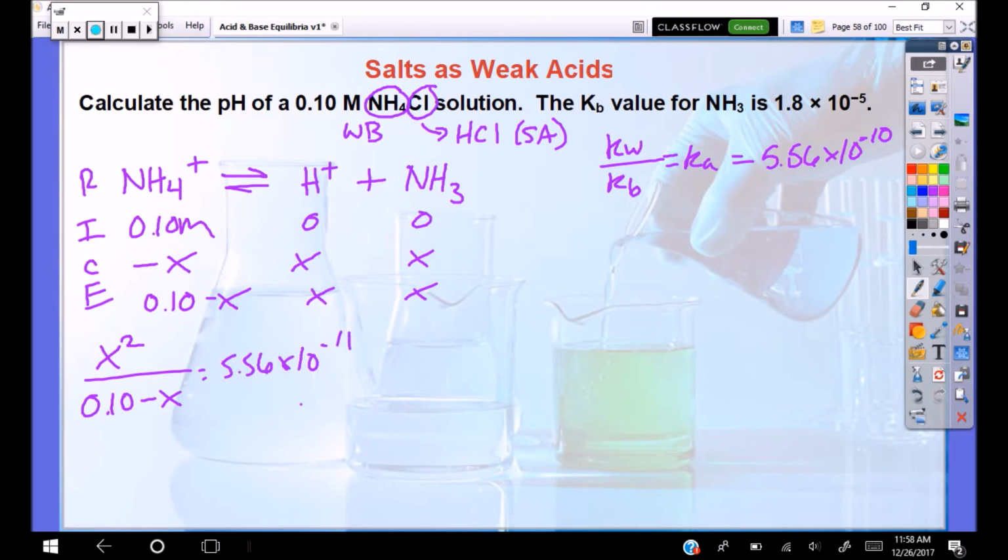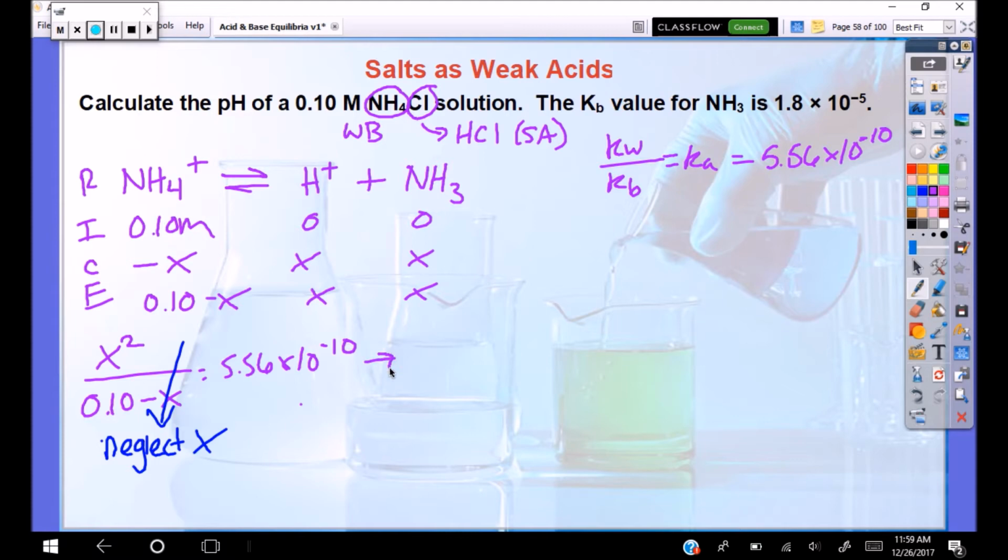All right, and what are we going to do? We want to neglect X. 0.1 is huge compared to 5.56 times 10 to the negative 11th, so we can neglect X. Sorry, did I say negative 11th? I meant negative 10th. Gotta get my numbers straight. This is my Ka, 5.56 times 10 to the negative 10th. My bad.